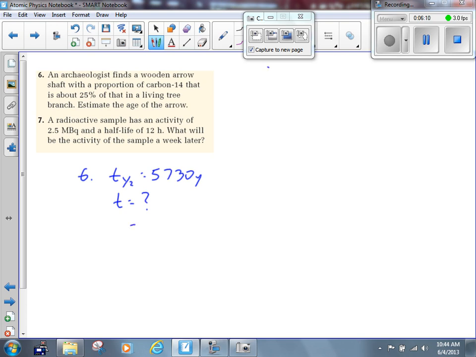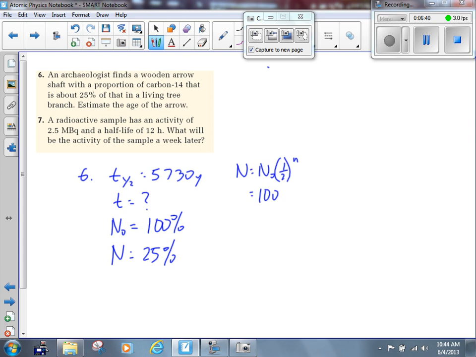Do we know what the value of n sub 0 is? The original amount here. Since we're dealing with a percent, we're almost always going to make n0 what? 100%. That's going to make n, the final amount, 25%. Let's use my equation. N is equal to n sub 0, 1/2 to the little n. That's going to be 100.